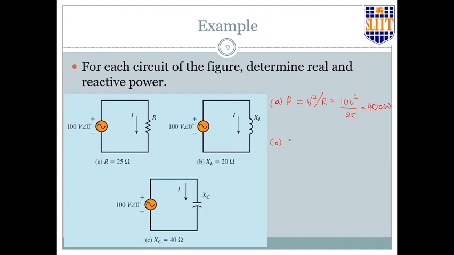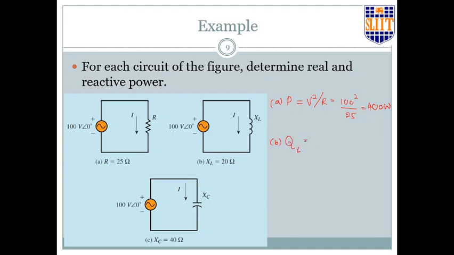Now what about this one? Any suggestions? Second circuit, right? So you have an inductor. So what should be the power value? Is it active power? No, right? Active power is for resistors, but here we have an inductor, therefore it's a reactive power Q, and it's for the inductor as well.